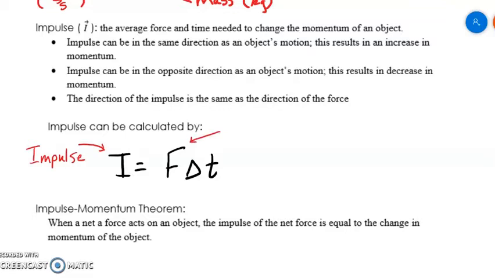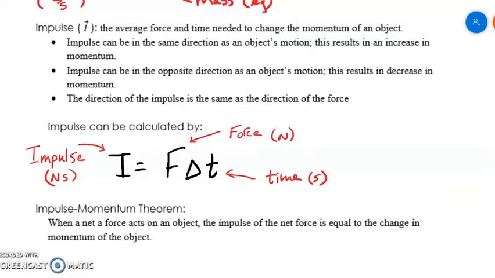This F here is force, and this T is time. Time is in seconds, force is in newtons, and impulse is then in newtons times seconds. Impulse is in newton seconds. For some reason, that doesn't seem like a real unit. You could modify that a little bit, though.